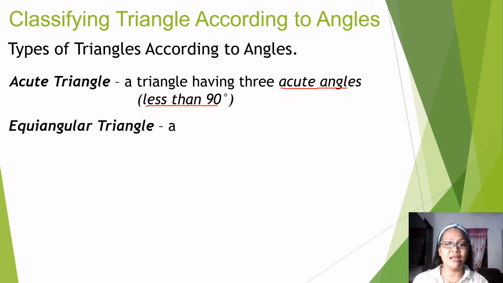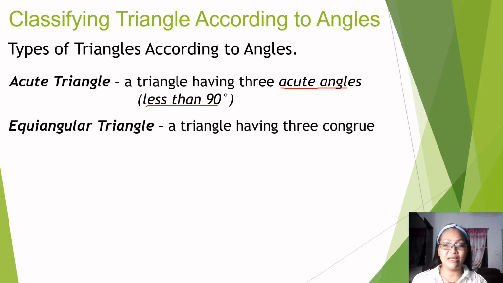Next, the equiangular triangle, a triangle having three congruent angles. From the word equi and then angular. From the word angular, we're talking about angles, and equi means equal. So this means that all the sides are equal.